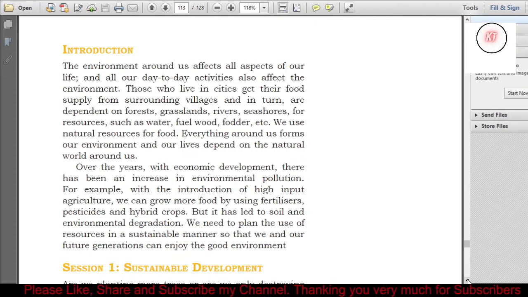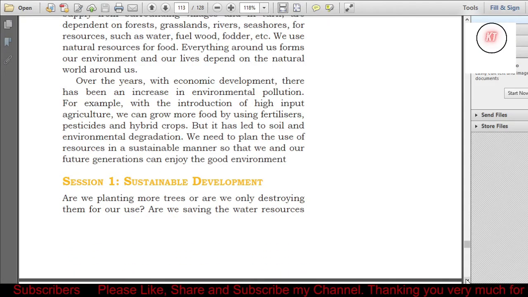Those who live in cities get their food supply from surrounding villages and in turn are dependent on forests, grasslands, rivers, seashores for resources such as water, fuel, food, etc. We use natural resources for food. Everything around us forms our environment, and our lives depend on the natural world around us.